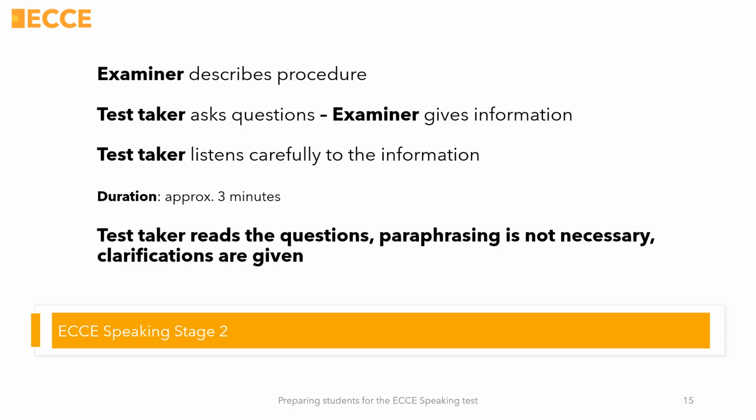First, the examiner reads the procedure, except the 3 questions. Then, the candidate asks the 3 questions one after the other. They can ask the questions as they are and do not need to paraphrase them. And the examiner answers the questions and gives all the information the candidate needs. Please note that the candidate cannot see the answers given by the examiner.